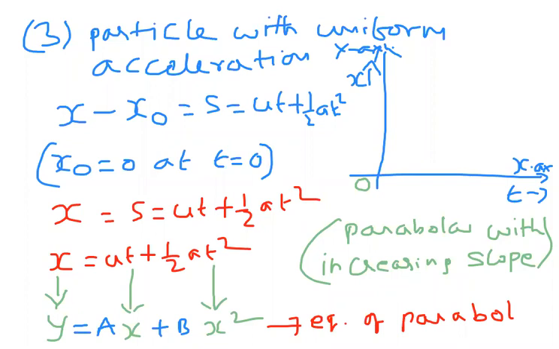After this, how to draw the graph for a parabola? Very simple. This is the graph drawn for increasing slope. This is a parabolic shape for increasing slope, drawn from the origin, starting from the origin. So this is how we have to draw the graph for a parabola with increasing slope.